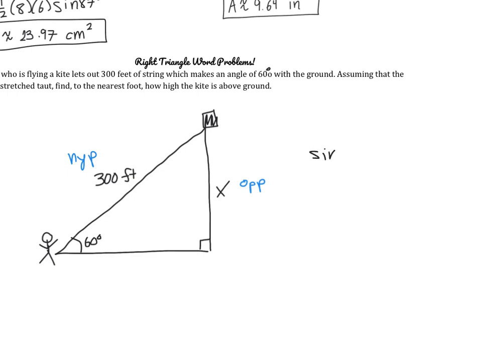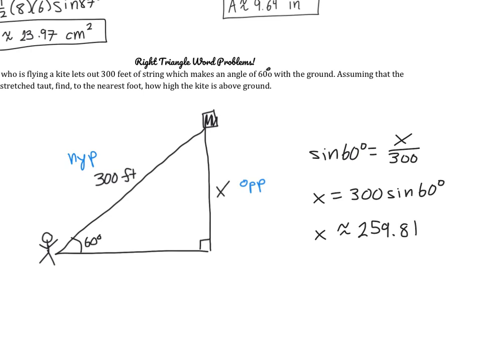So we say the sine of 60 degrees is x over 300. So multiply both sides by 300. So 300 times the sine of 60 degrees. So x equals, and this we can get a decimal approximation for. So you'd plug that into your calculator, and you get approximately 259.81 feet. That's how high above the ground your kite is.